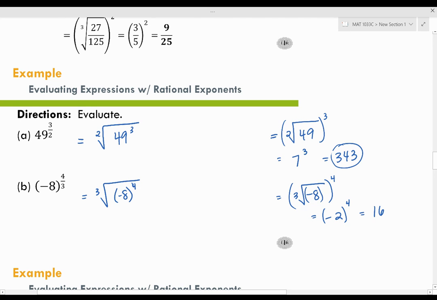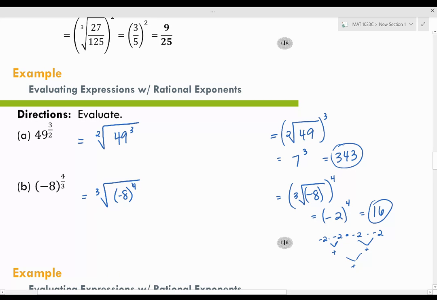So you had a negative number raised to an even power, so that's going to be a positive answer. Because what this is saying is negative 2 times negative 2 times negative 2 times negative 2. A negative times a negative is positive, negative times negative is positive, and a positive times a positive is positive. So don't forget that. Anytime you have a negative number raised to an even power, your answer is always going to be positive.